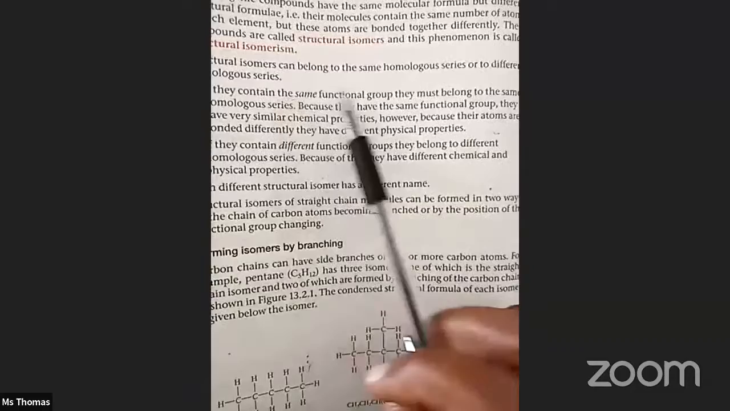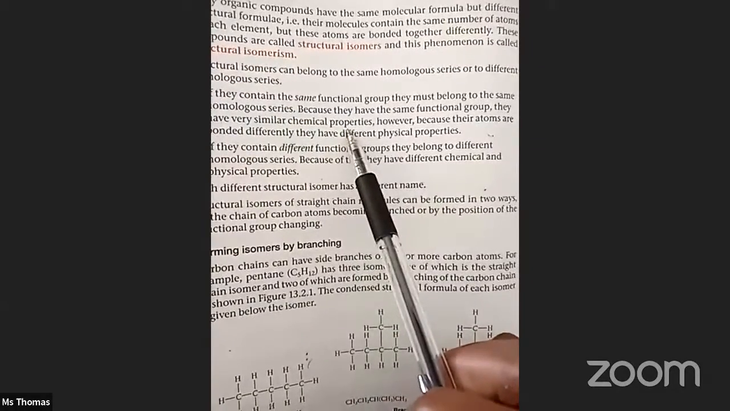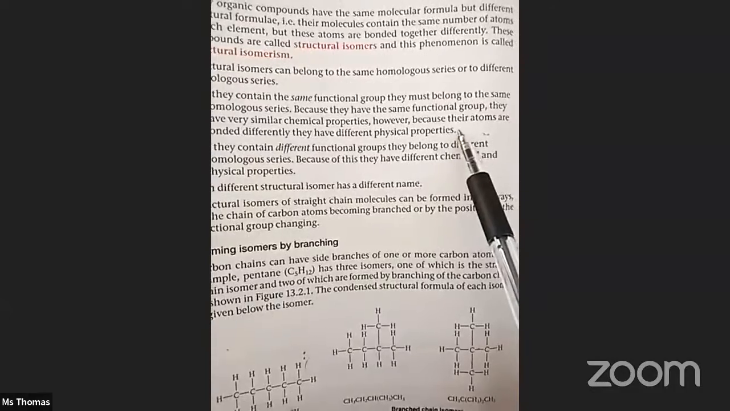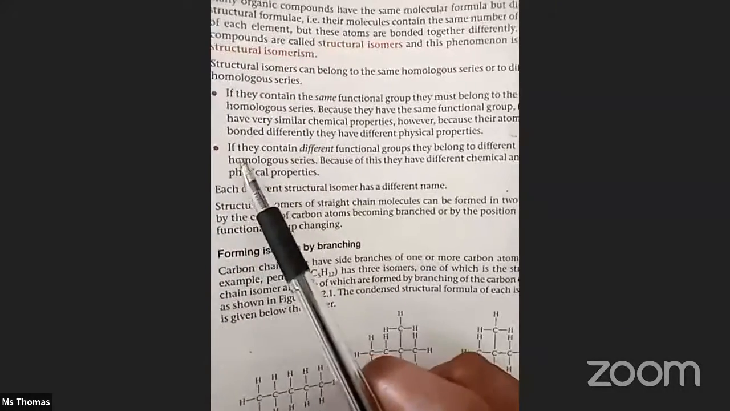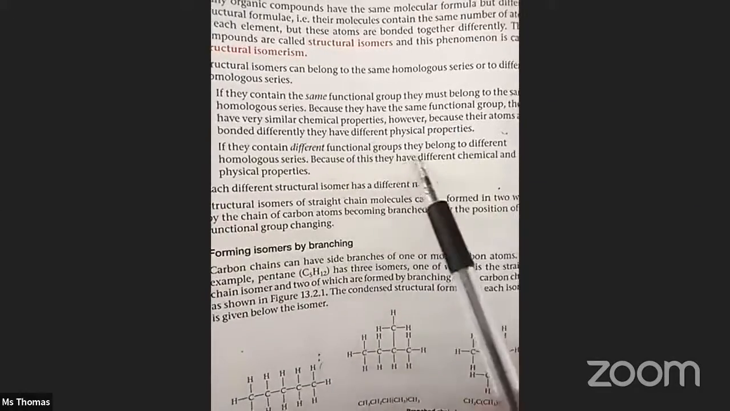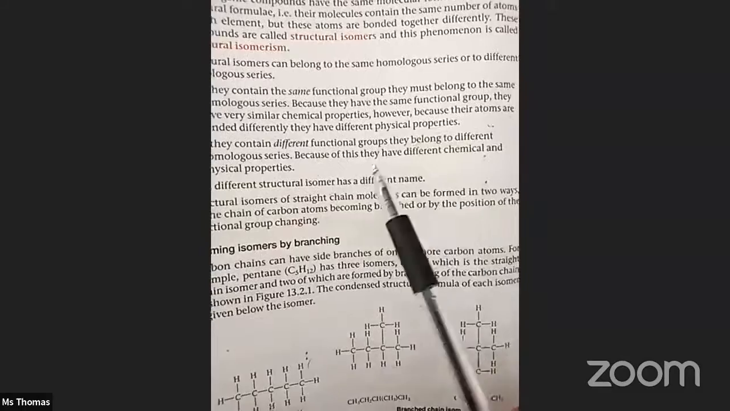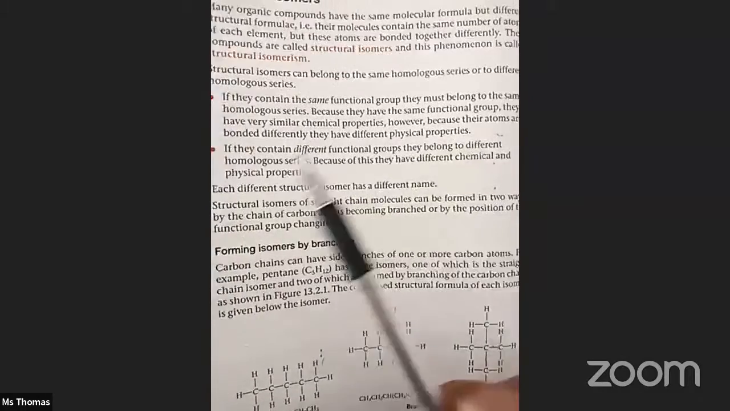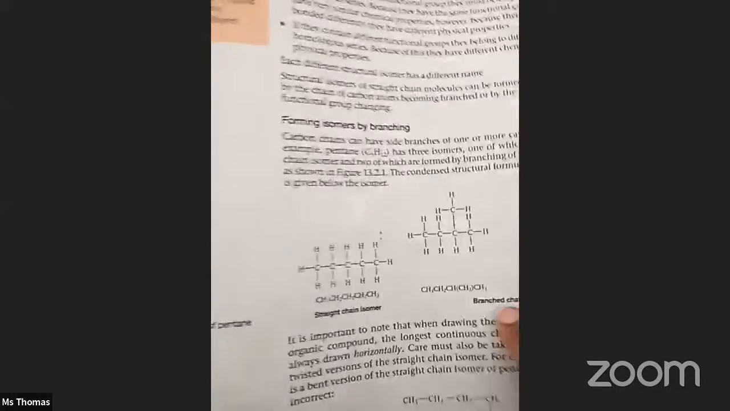So if they have the same functional group, they will have the same chemical properties. But the physical properties will be different because they will look different. However, if they are from a different functional group, they will have different everything. They will have different chemical properties and they will also have different physical properties. So let us look at what we mean.